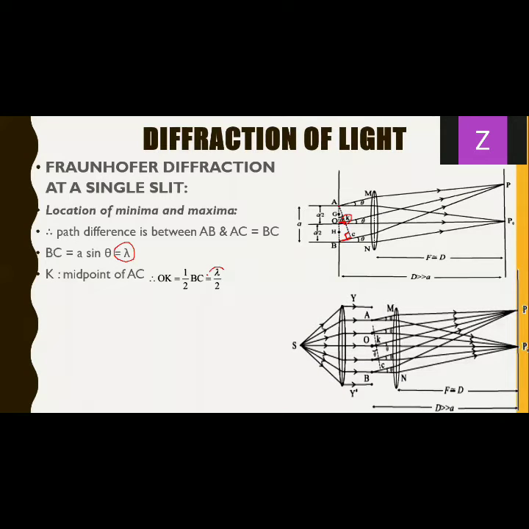Means what? OK कितना होगा? Lambda by 2. Why? Because BC is lambda. So what is the path difference between AP and OP? So path difference between AP and OP will be lambda by 2. कैसे? BC कितना है? लैम्बडा है. OP कितना होगा? मतलब ये OK कितना होगा? लैम्बडा बाई 2 होगा. और ये कितना है? 0 है. तो 0 और ये है लैम्बडा बाई 2. मतलब डिफरेंस कितना हुआ? लैम्बडा बाई 2. That is the path difference which we have.